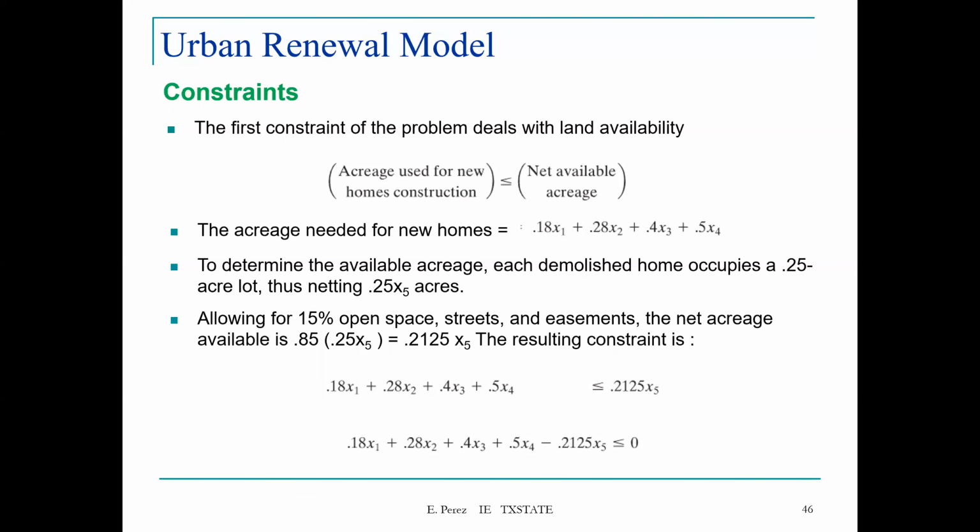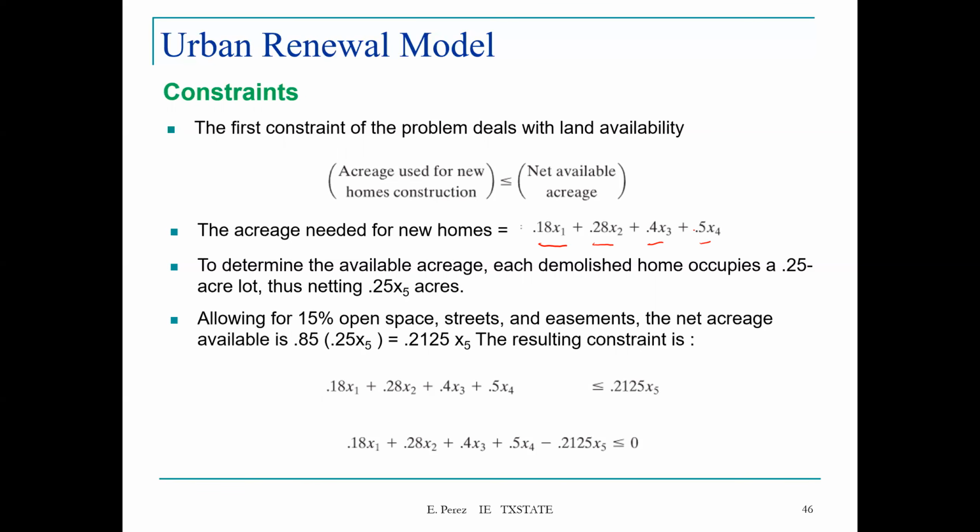We have information about the space needed to build new homes, and that is what is represented here. So this is information that we have for single, double, triple, and quadruple. So this is the space that we need. So we know that the summation, depending on how many of each we're going to be building, cannot exceed the space available.